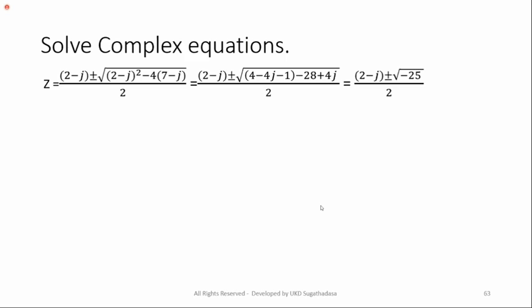Take the 2 minus j square, 4 minus j minus 1. The other one is minus 20 plus 4j. Simplify. Actually, the content inside the square root simplifies to minus 25. So the j term disappears, because minus 4j and plus 4j cancel. You get only the minus 25.